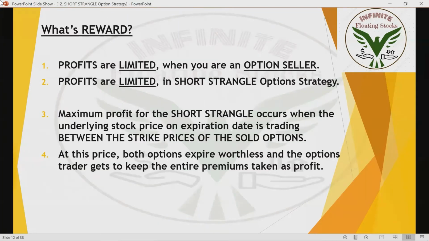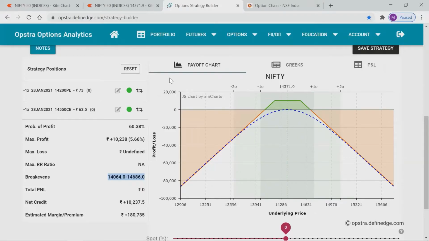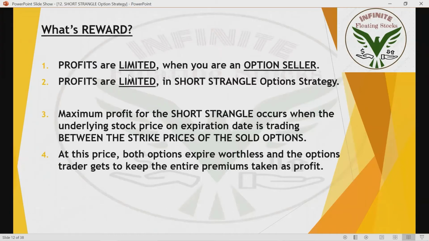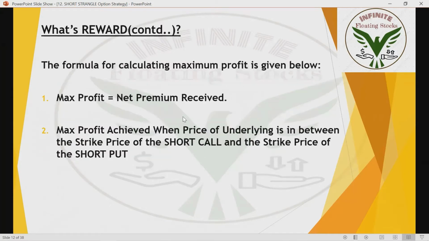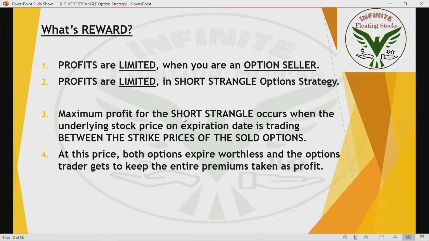Okay. So profits are limited. We already know this from the diagram. See, profits are limited. The maximum profit is only 10,238. Okay. So that's the maximum profit that you can get. So profits are limited when you're an option seller, and profits are limited in short strangle option strategy. Okay. So the maximum profit for short strangle occurs when the underlying stock on an expiration day is trading between the strike prices of sold options. That's what I told. Sorry.